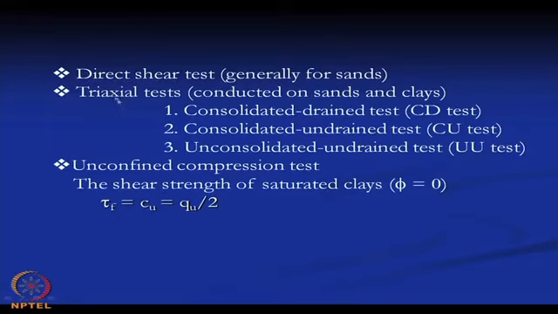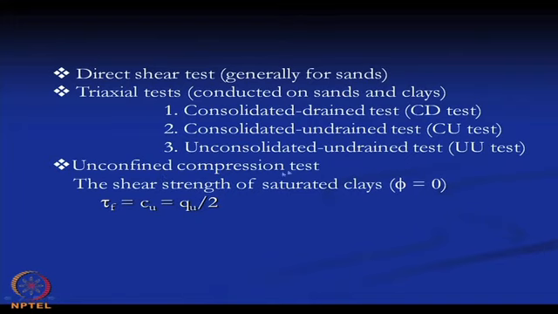We can determine these two parameters by different tests. One is the direct shear test, generally for sand. Then the triaxial test, conducted on both sand and clay, and there are three types of tests depending upon the drainage condition: the consolidated drained test CD, the consolidated undrained test CU, and the unconsolidated undrained test UU. Depending upon whether it is consolidated or unconsolidated, drained or undrained, these are the three types of triaxial test.